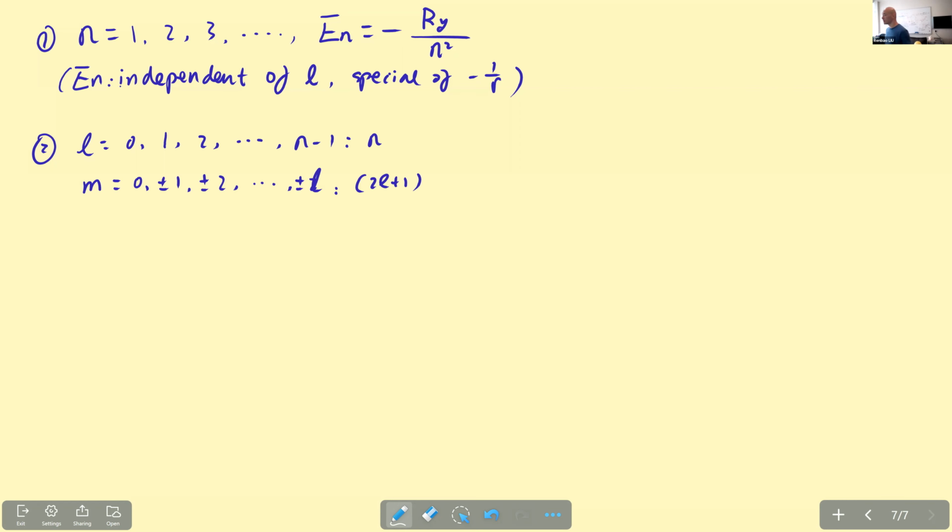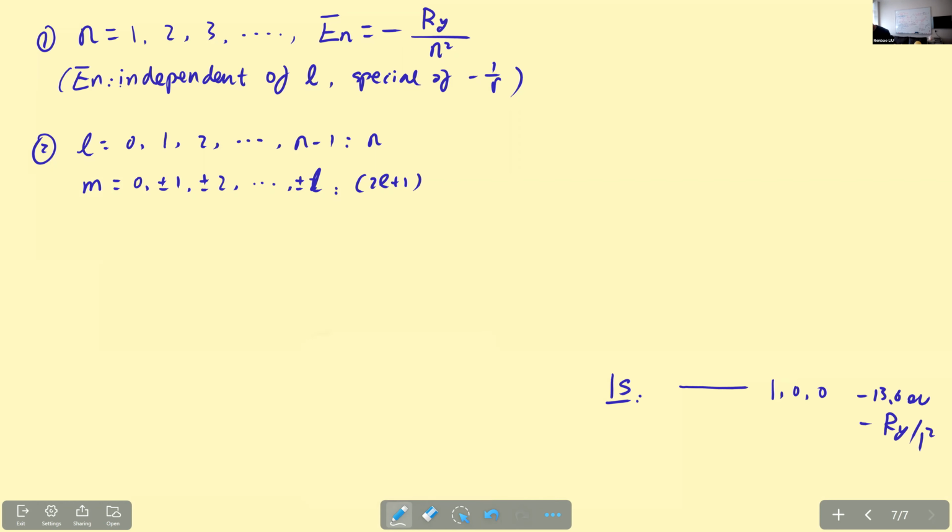So if n equals 1, this is n equals 1, L equals 0, and m equals 0, right? So this is only one state, and this state is called the 1s state. The energy, of course, is minus 13.6 electron volts, that's minus the Rydberg energy divided by 1 squared, right?